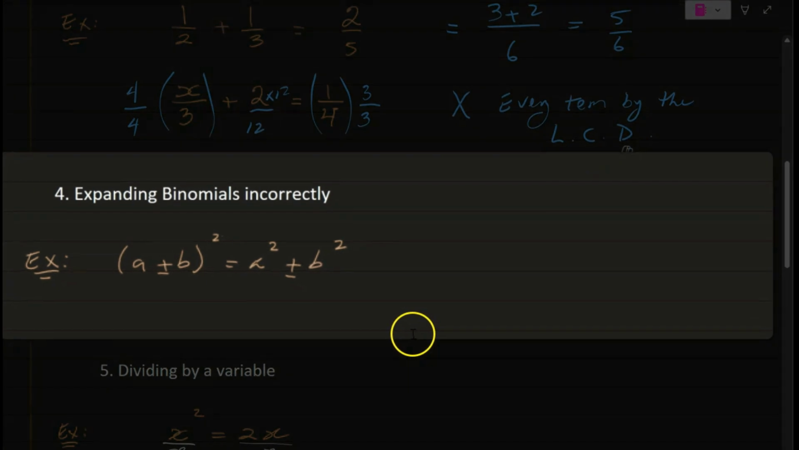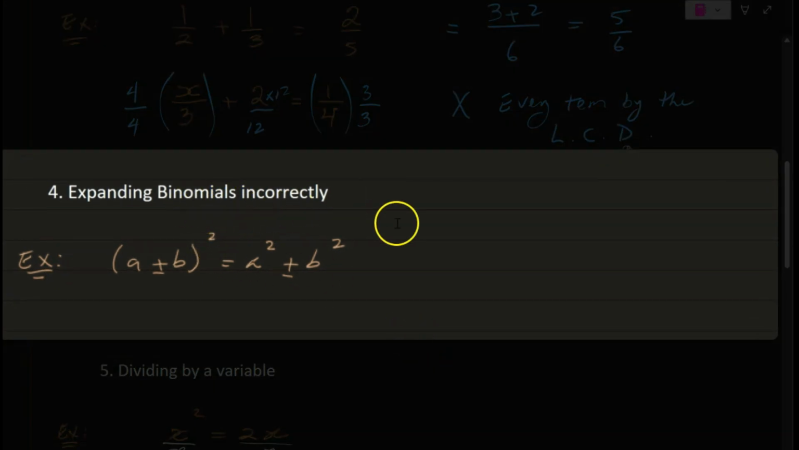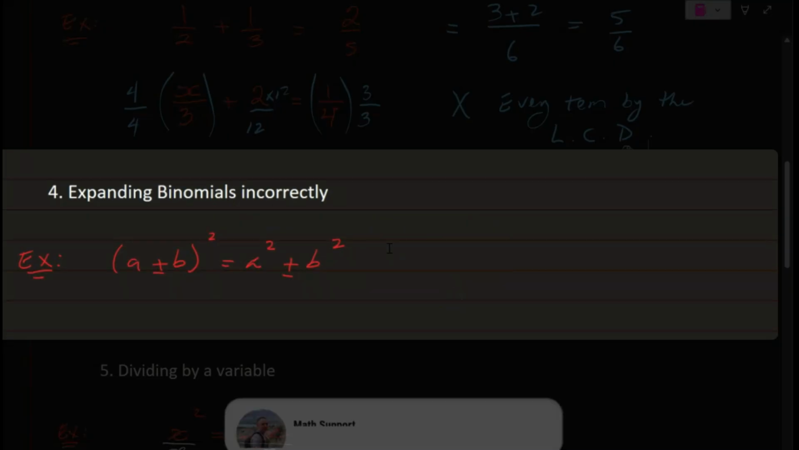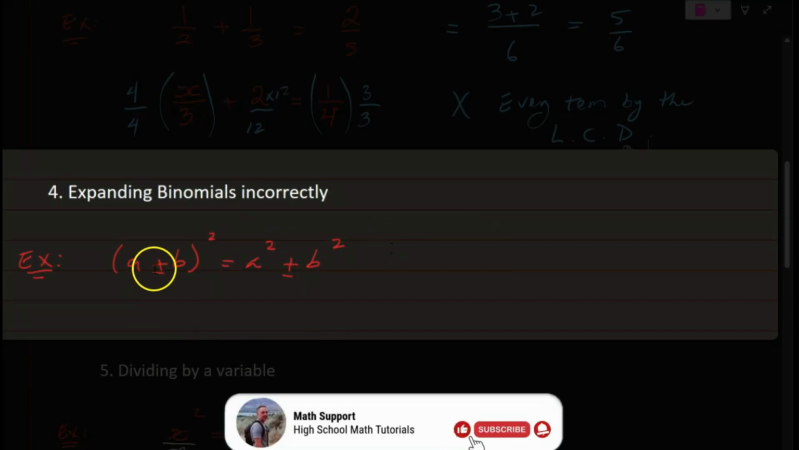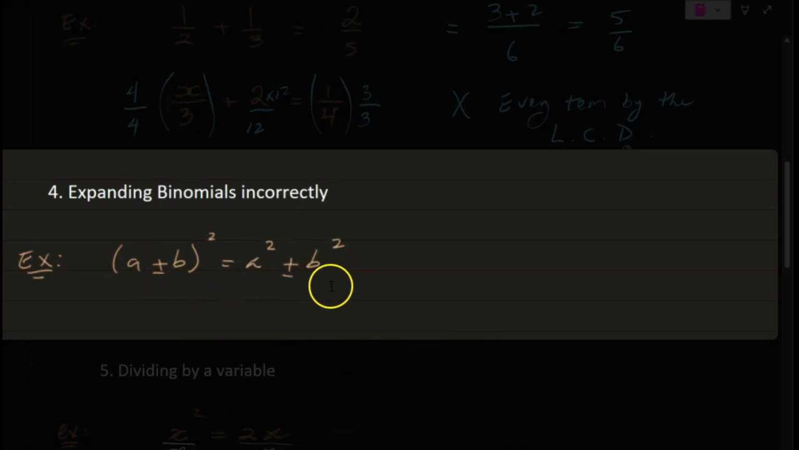All right, next one, expanding binomials incorrectly. I see this all the time. So here it is, a plus b. The way I've written it is a plus or minus b all squared. It doesn't really matter if it's negative or positive, addition or subtraction of the binomials. But what I see, students just say a squared plus or minus b squared. That's what they say. Okay.